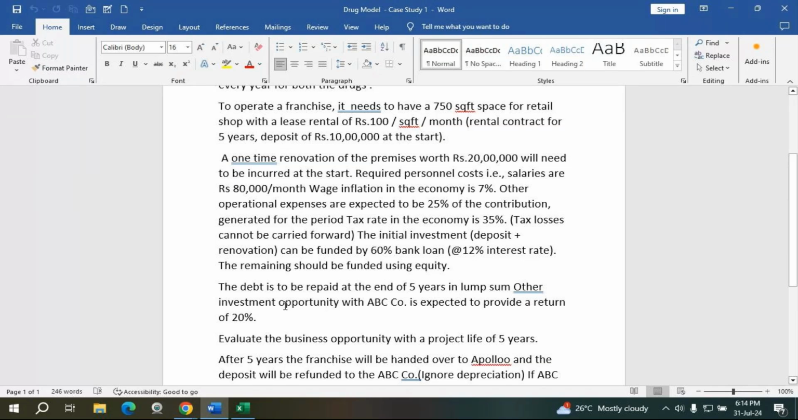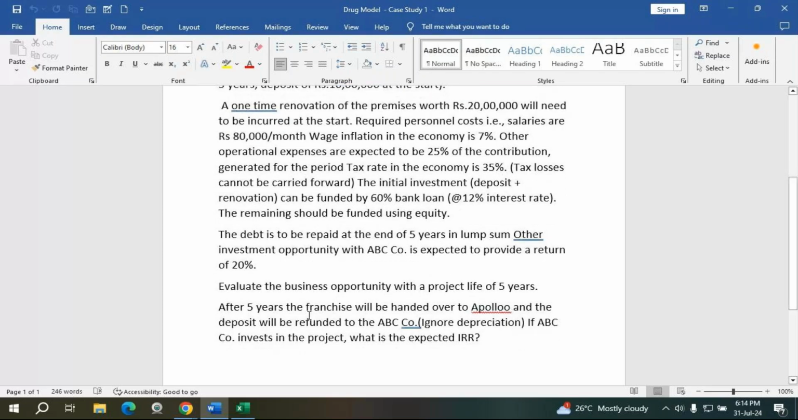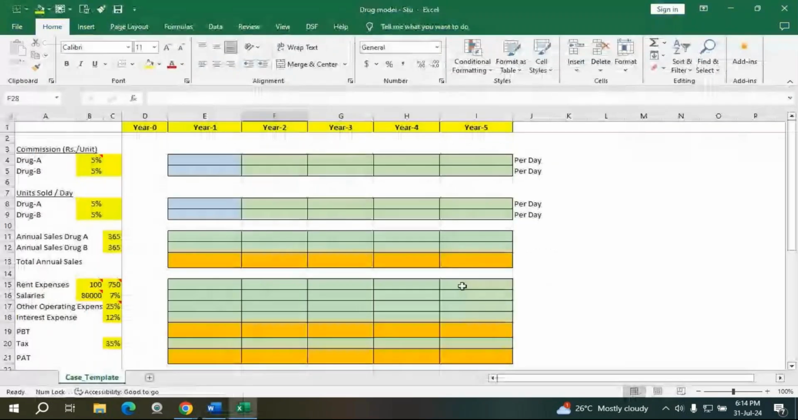The investment opportunity with ABC company is expected to provide a return of 20%. Evaluate the business opportunity with a project life of 5 years. After 5 years, the franchisee will be handed over to Apollo and the deposit will be refunded to ABC company. Ignoring the depreciation, we need to check whether ABC company can invest in this project. So what is the expected IRR? And here is the case study. I hope everybody has downloaded the file.